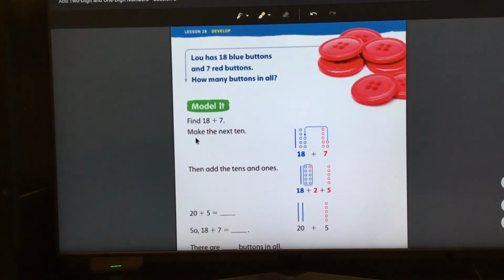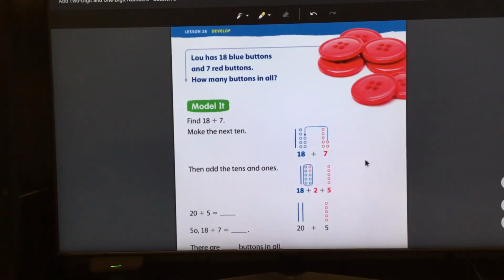Notice what it says here. It says make the next 10. Let me explain to you what that means. As you can see, there are a lot of ones. In 18, you have 8 ones, and in 7, you have 7 ones. So over here, you can see this arrow is showing you to take some of your ones from here to make this into a 10 to count it faster.